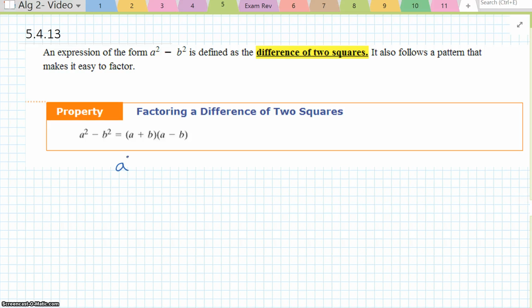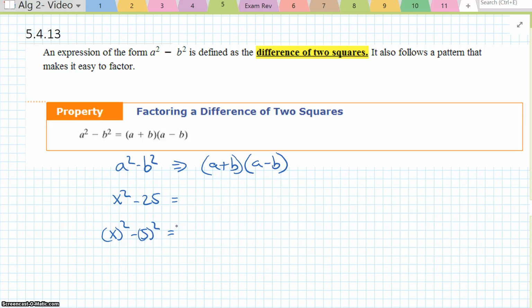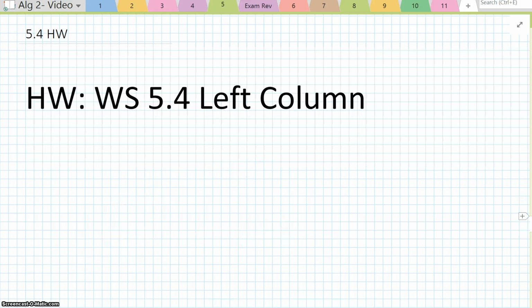Last example. If I get a squared minus b squared, I can rewrite this as a plus b times a minus b. So let's look at it. If I get x squared minus 25, that's really x squared minus 5 squared. So that's really going to be x plus 5 times x minus 5. And those are some of the shortcuts. The difference of squares and the product and sum of squares, okay?